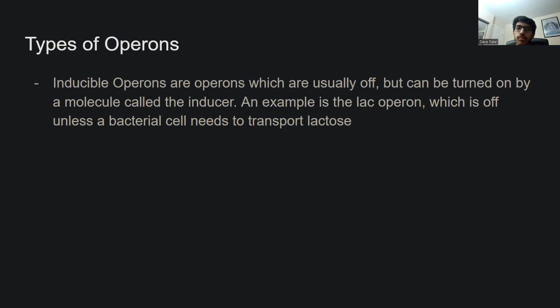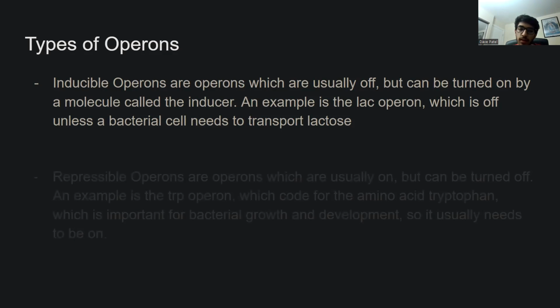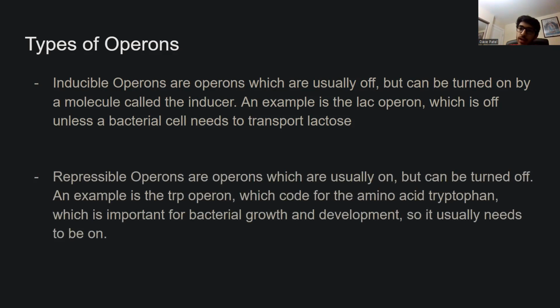And this is pretty easy to remember because inducible literally means you need to turn it on in order to do something. And the other type of operon is a repressible operon, which is an operon that is usually on, but it can be turned off. So an example is the trp operon, which codes for the amino acid tryptophan in prokaryotes largely, I believe. And this is very important for bacterial growth and development.